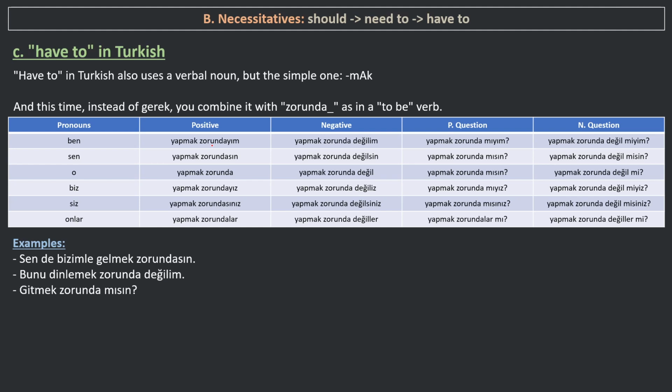Sen yapmak zorundasın. Because this part never changes. You always use this as a complete phrase and just insert the personal endings. O yapmak zorunda. Teşekkürler Luffy. Sonra görüşürüz. And then biz yapmak zorundayız. Yız is the ending for biz. Biz zorundayız. We have to do it.